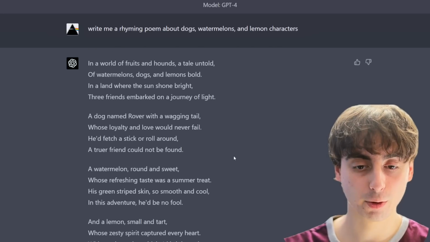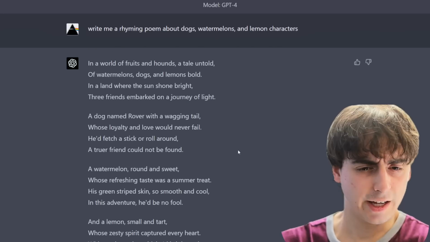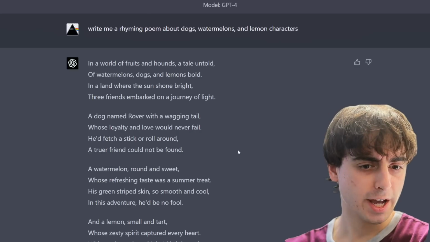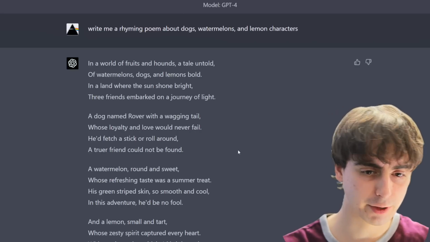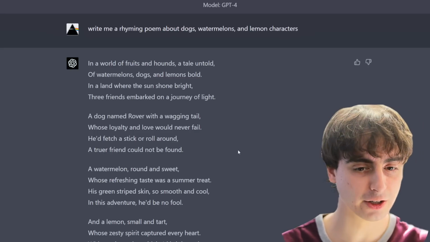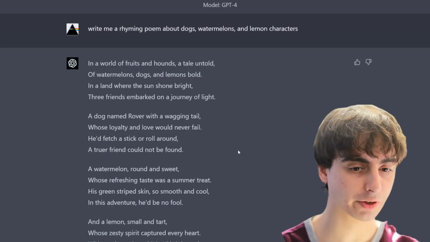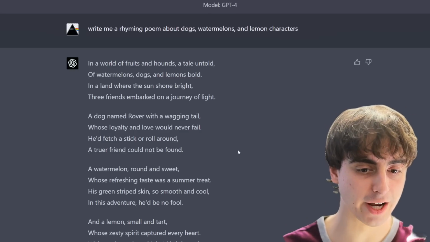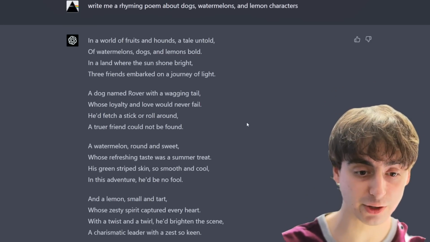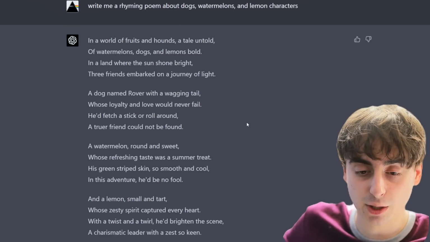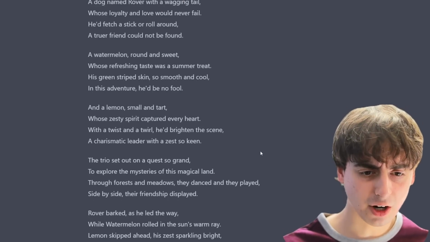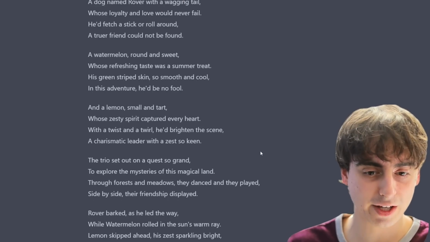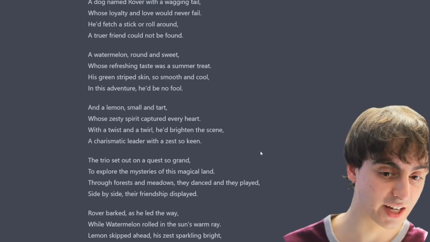And GPT-4 wrote a very, very long poem. "In a world of fruits and hounds, a tale untold of watermelons, dogs, and lemons bold. In a land where the sun shone bright, 3 friends embarked on a journey of light. A dog named Rover with a wagging tail, whose loyalty and love would never fail. He'd fetch a stick or roll around. A truer friend could not be found. A watermelon round and sweet, whose refreshing taste was a summer's treat. And a lemon, small and tart, whose zesty spirit captured every heart. With a twist and a twirl, he'd brighten the scene. A charismatic leader with zest so keen."